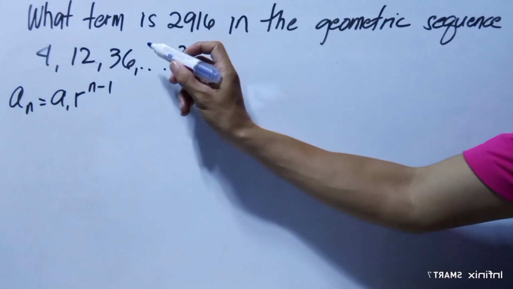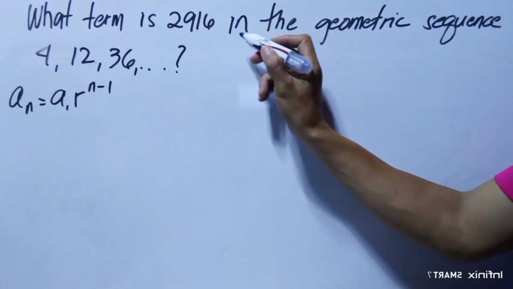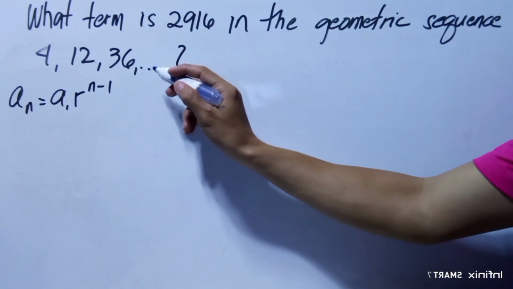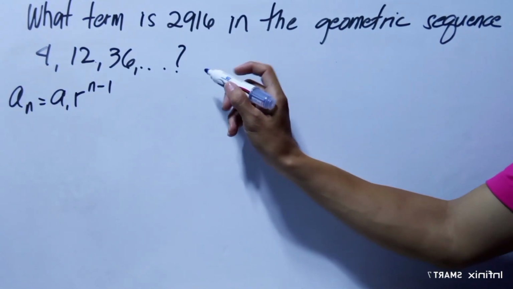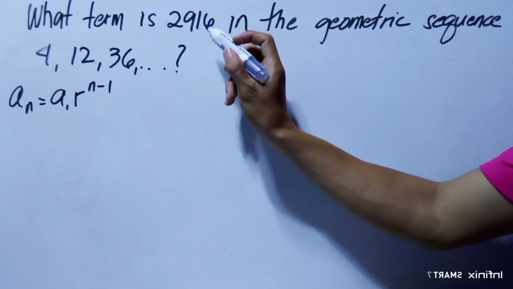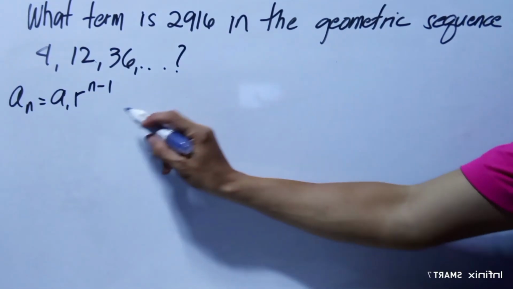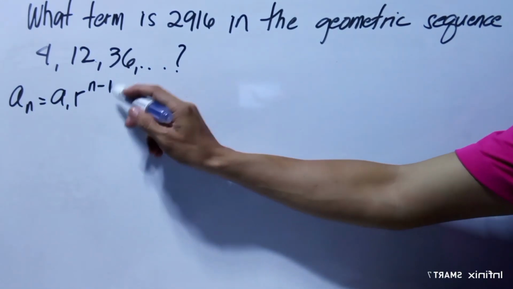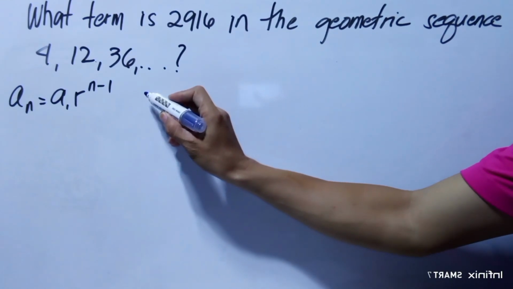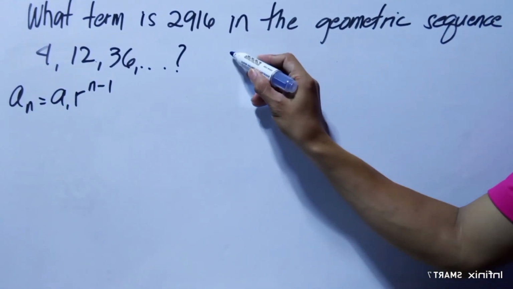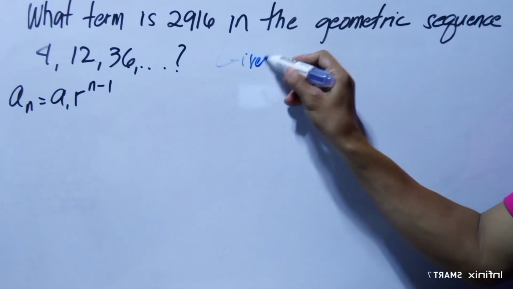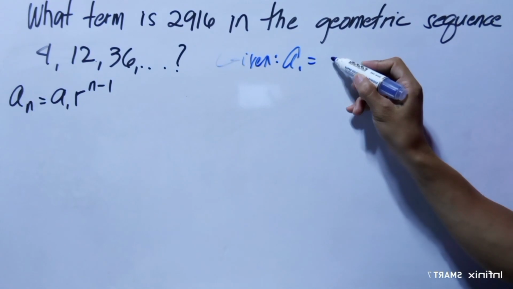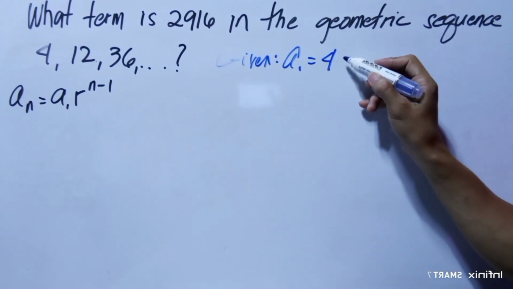Okay, we will solve this one. What term is 2916 in the geometric sequence 4, 12, 36, dot, dot, dot. Okay, so hanapin natin yung anong term si 2916. So we will use this formula, a sub n equals a sub 1 times r raised to the power of n minus 1. Okay, so yung given natin dito na ako sa taas ha, para maano natin yung space. Yung given natin, yung a sub 1 ay 4.